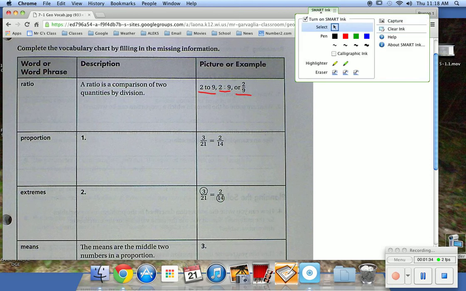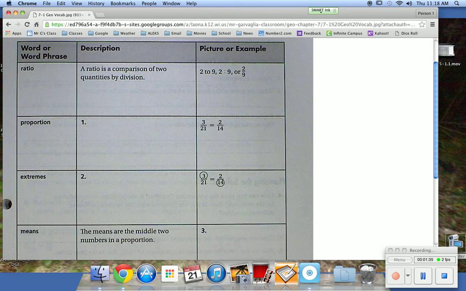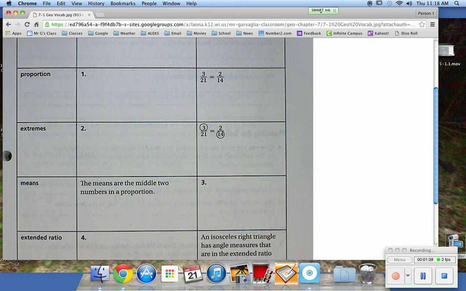Proportions we've done before. In fact, we'll be doing proportions in this section. If you had a proportion like x over 21 equals 2 over 14, and you didn't know x, how would you figure it out? Cross multiply and divide. All right. You know this stuff.